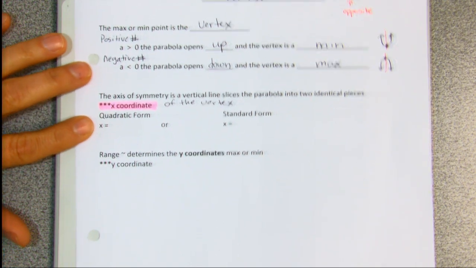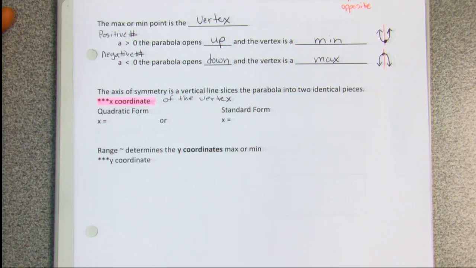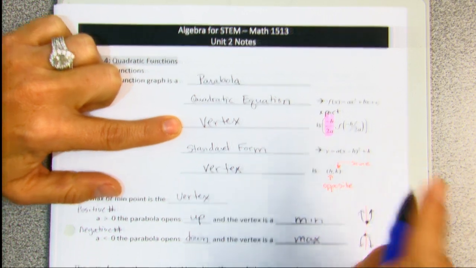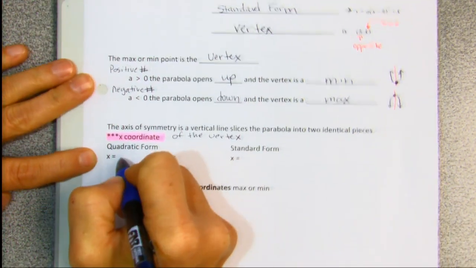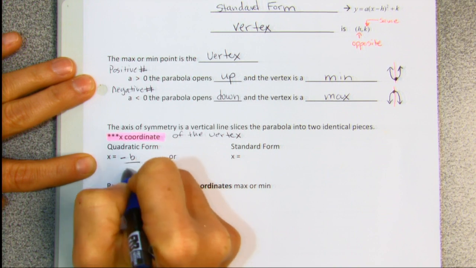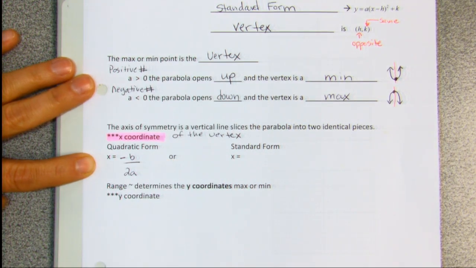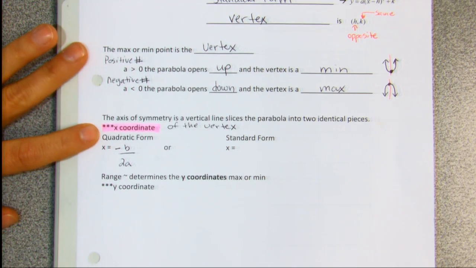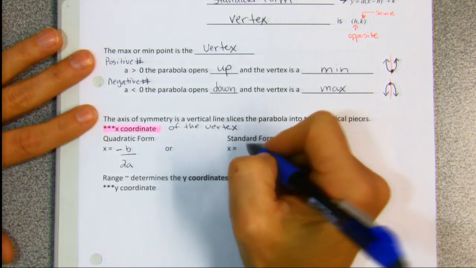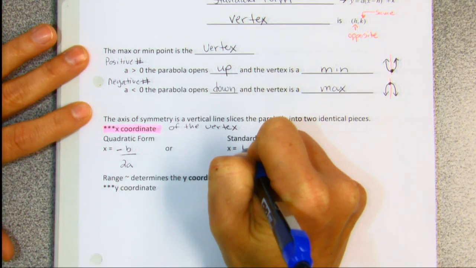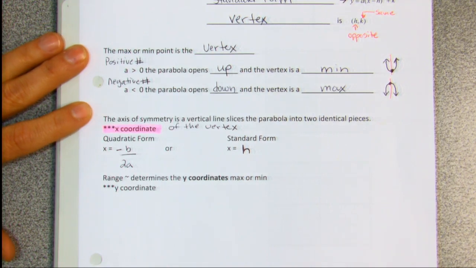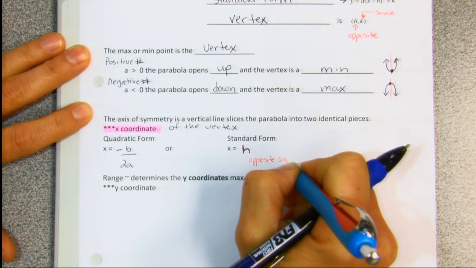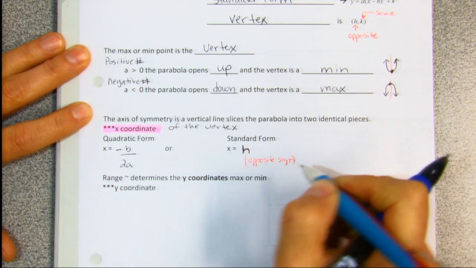So in quadratic form, how do we find the x? Do you remember from up here? We had to use negative b over 2a. If your equation was given to you in quadratic form, we know we have to use negative b over 2a. If it was given to you in standard form, it is the h part of the equation. And just remember, when you pull it out, it's the opposite sign. That's just a little note for you if you want. You don't have to write that.